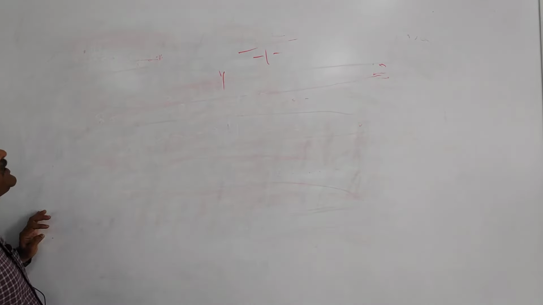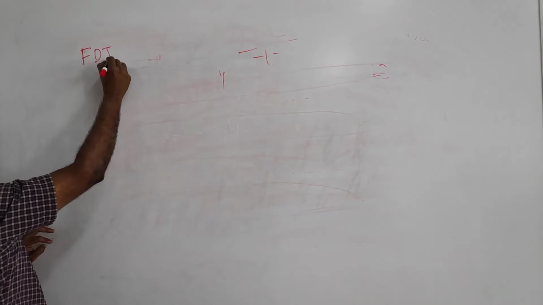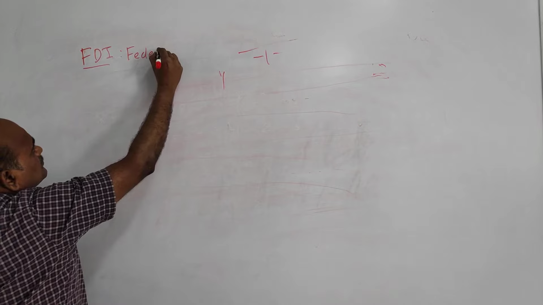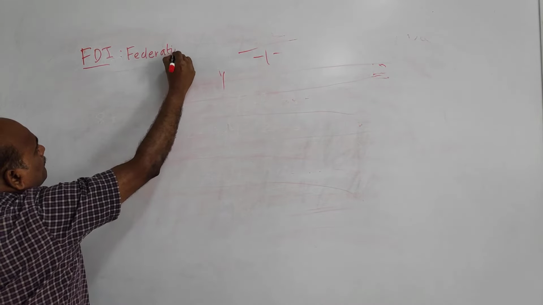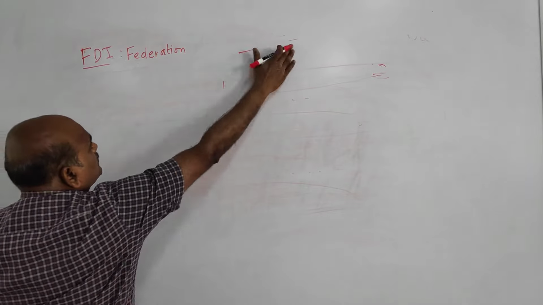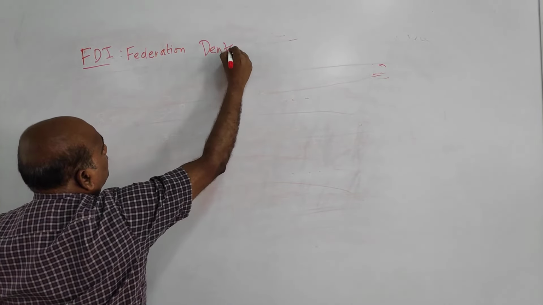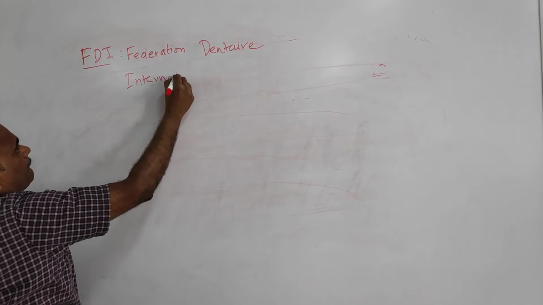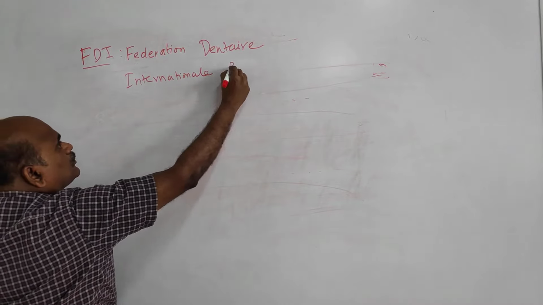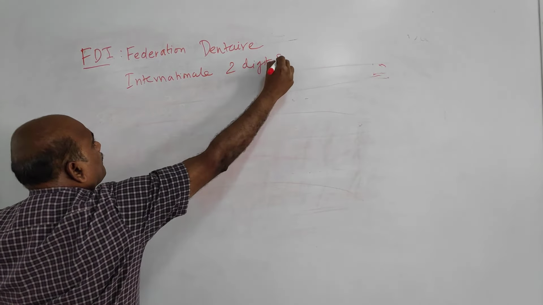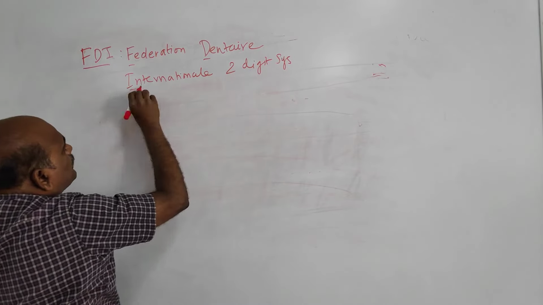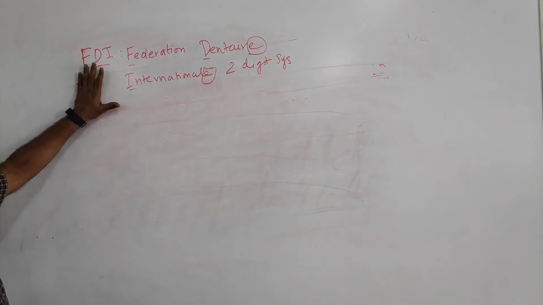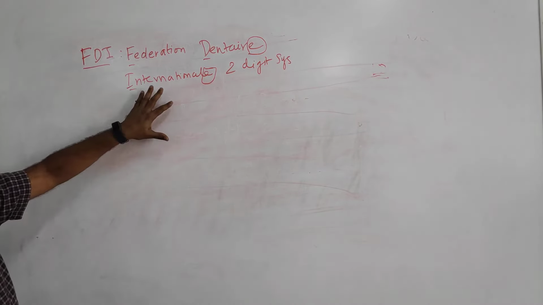Fourth is the FDI system, which is otherwise called the Federation Dentaire Internationale Two-Digit System. Federation, not federal, Federation Dentaire Internationale Two-Digit System. Here E should come. FDI system, that is Federation Dentaire Internationale Two-Digit System.